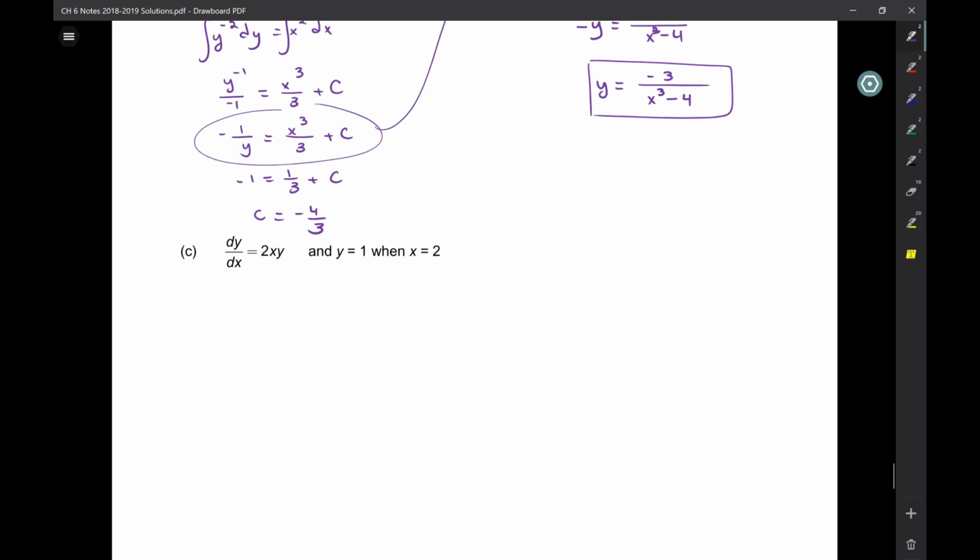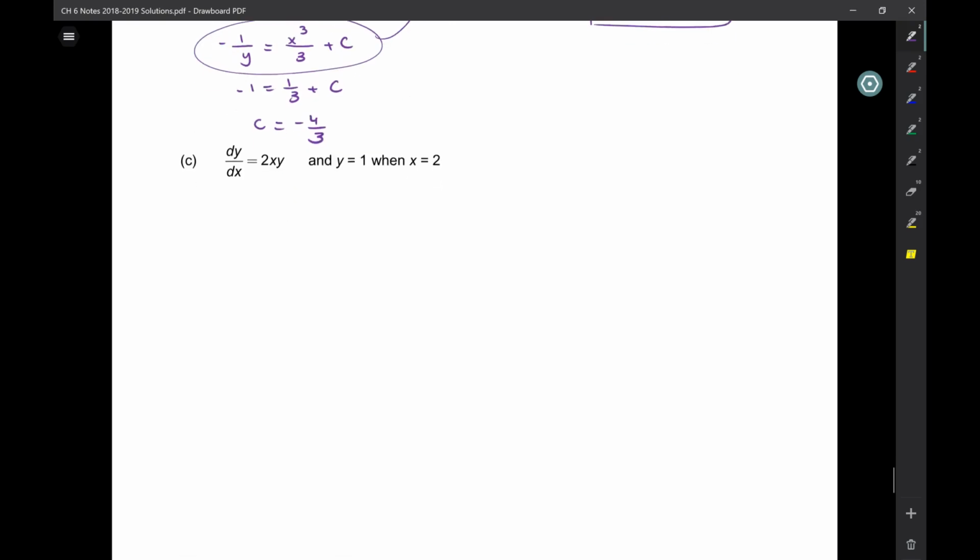Is it always going to be the case where you have x over something and then the c is also going to be over the same number? No, it just happens to work out for these two. Because we had a whole number and a fraction, and when you add those, you're always going to get the same denominator.